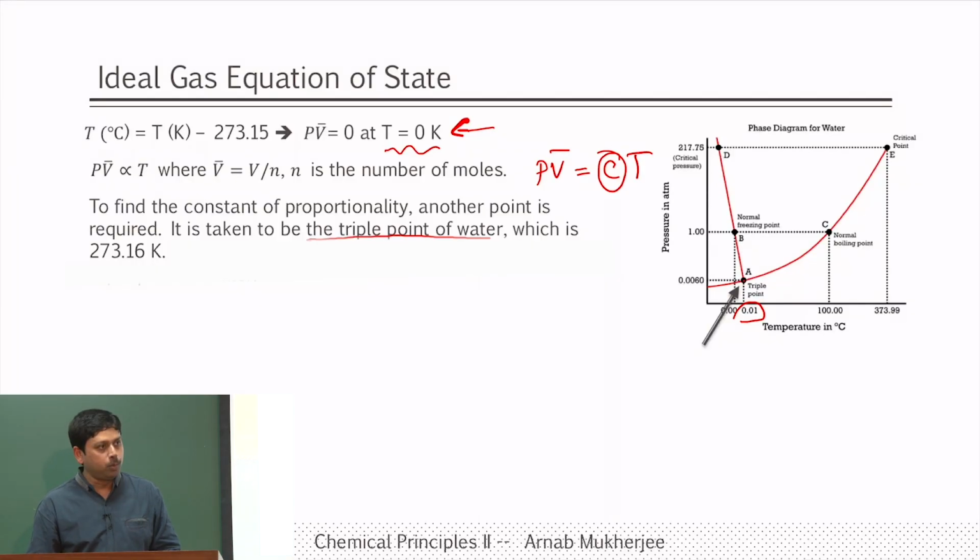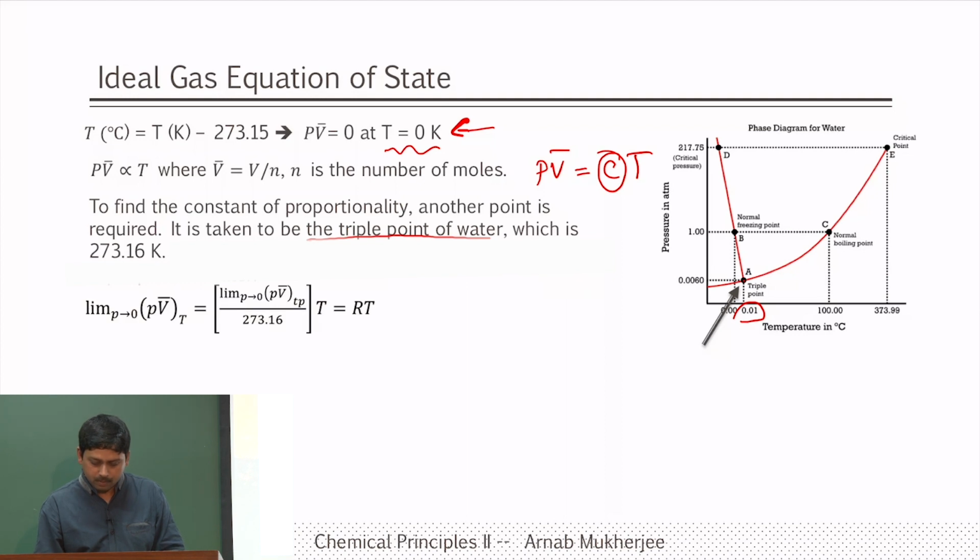So, now we have 2 points. One point is 0 Kelvin, where PV is 0, and another point is the triple point of water. So, we can now plot. Limit P tends to 0 indicates a very dilute gas. We are plotting PV, where V bar indicates molar volume as mentioned here. Now, this is C times T. Now, C is whatever the value of PV at the triple point divided by 273.16. So, if you multiply by 273.16, then you will get back this particular quantity.